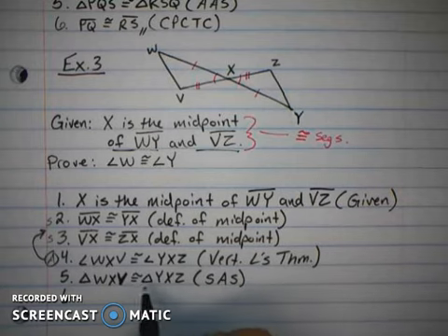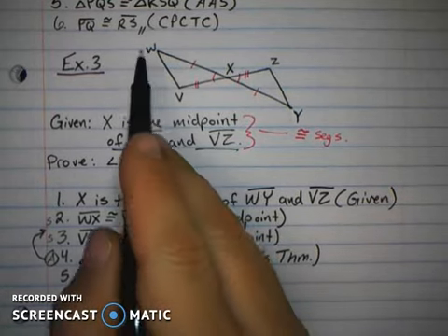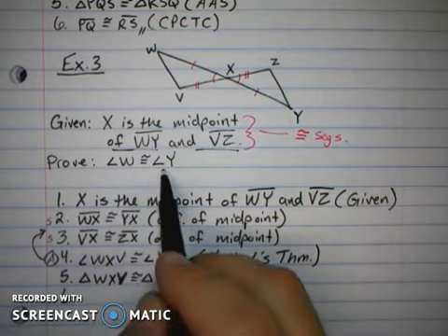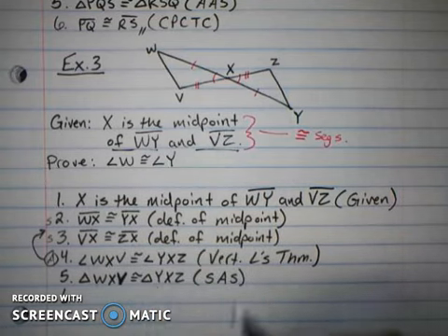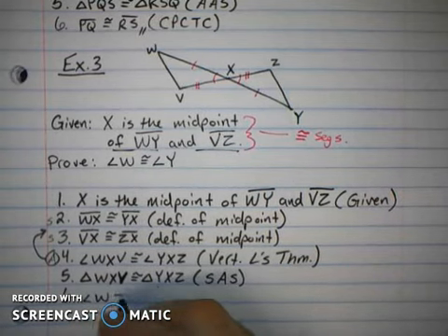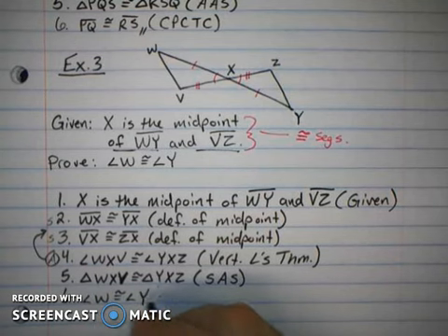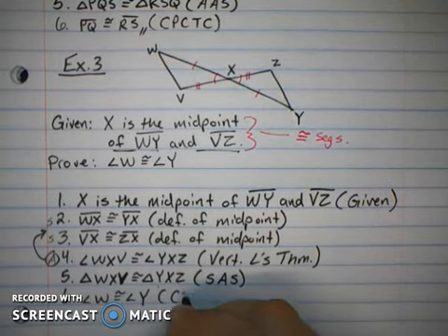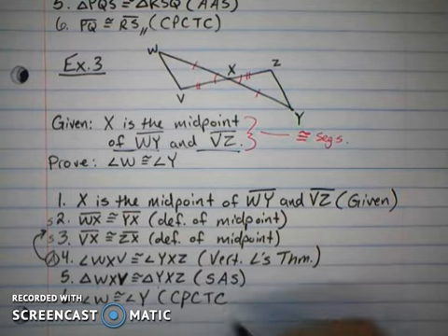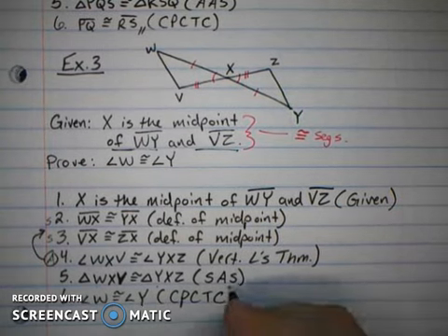And so once we've shown triangles are congruent, angle W and angle Y are corresponding parts of those 2 triangles. So that means that angle W is congruent to angle Y because of CPCTC. And that finishes the proof.